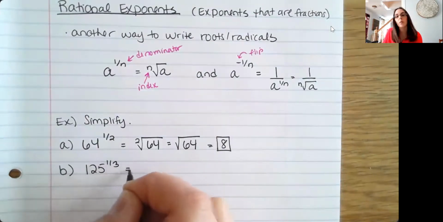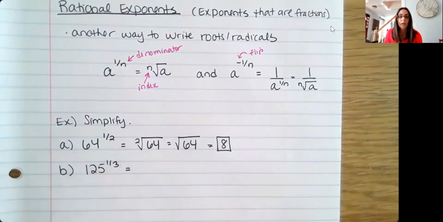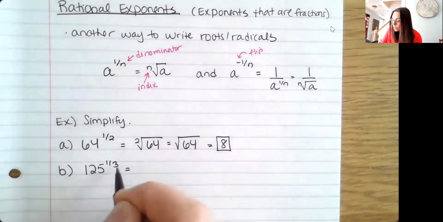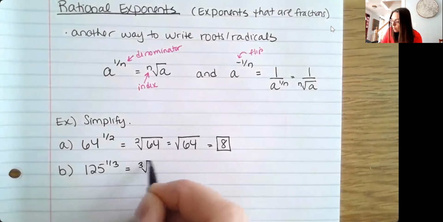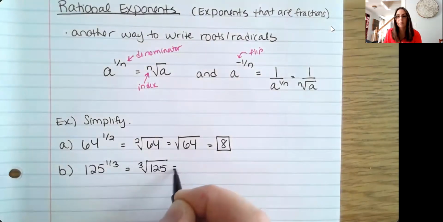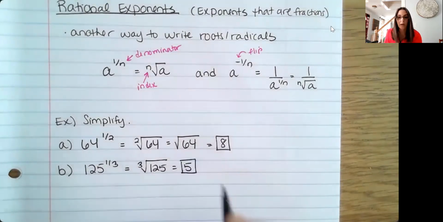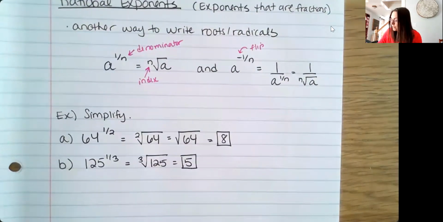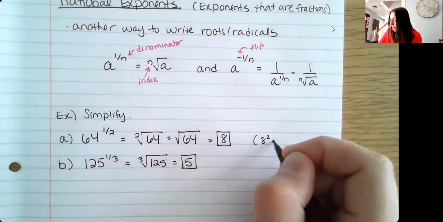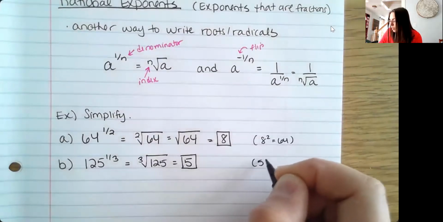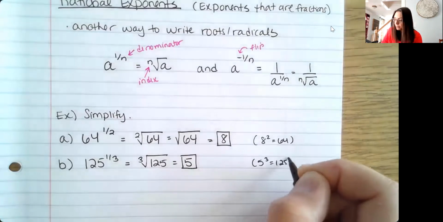Okay. 125 to the 1/3. So here I have a cubed root because that denominator is a 3. So I have a cubed root of 125. And now we know how to simplify this. The answer is going to be 5 because 5 cubed is 125. Right? 8 squared is 64. 5 cubed is 125.